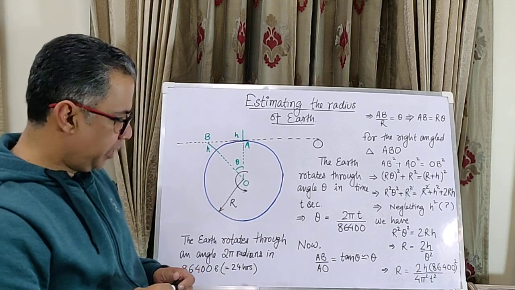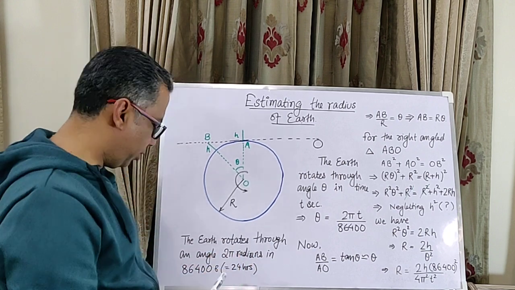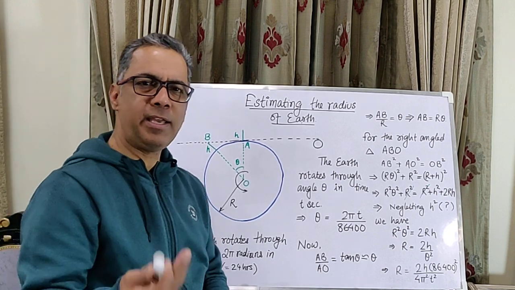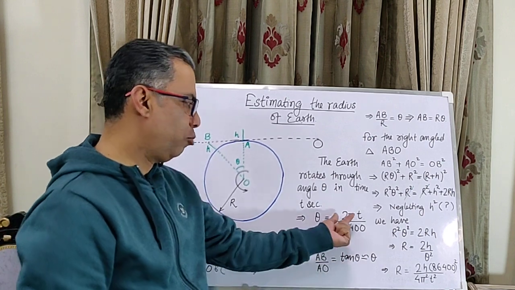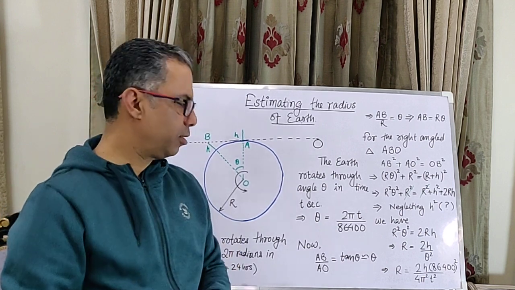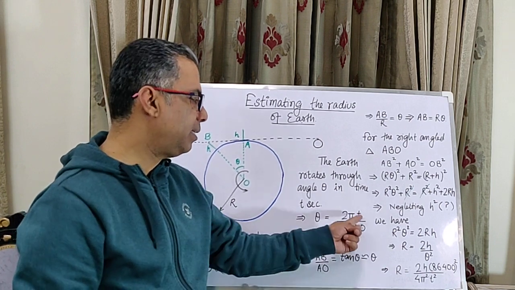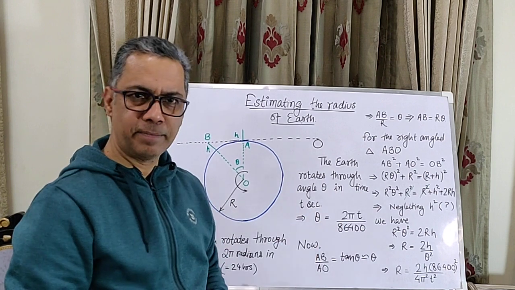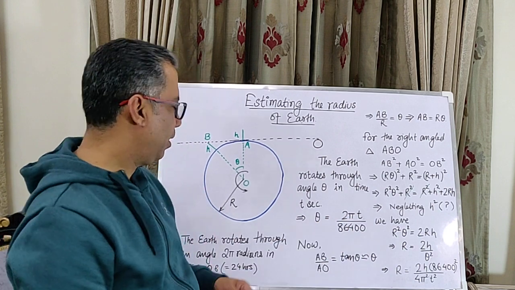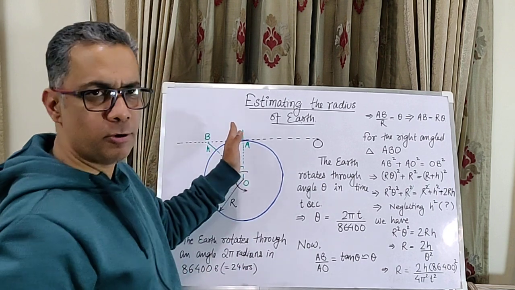Now we know that the Earth rotates a total angle of 2 pi radians in a time of 24 hours, which is 86,400 seconds. So on a per second basis, the Earth rotates 2 pi by 86,400 radians. Then in t seconds, the angle rotated by the Earth will be 2 pi into t by 86,400. So we figured out this angle theta by which the Earth rotates for the sun to go invisible again.